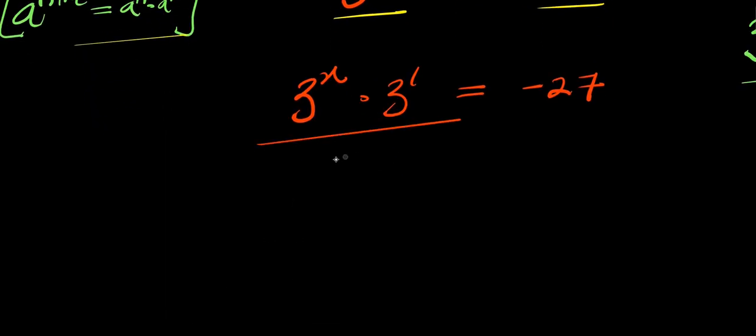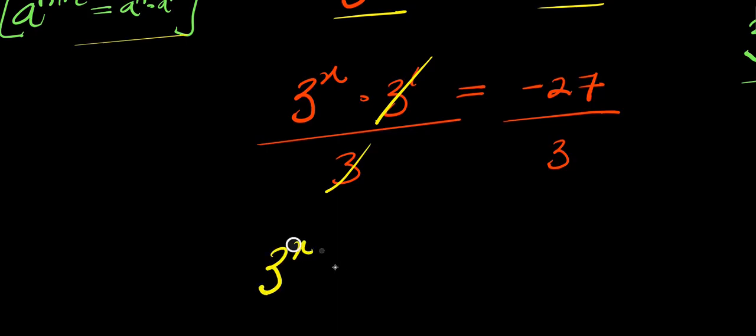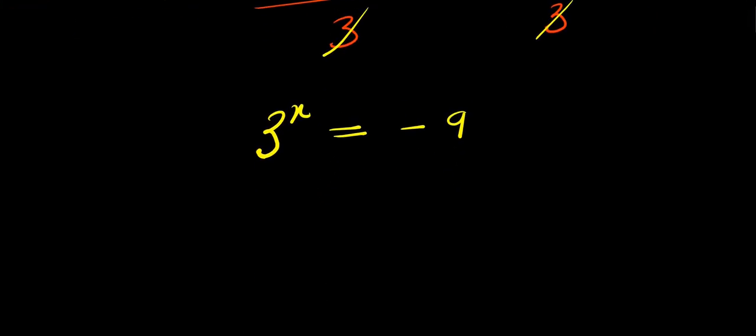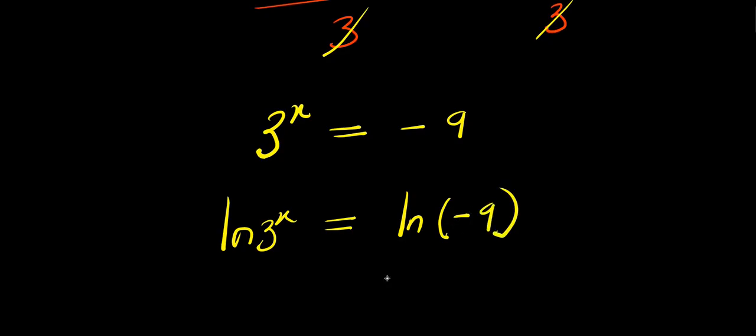We also divide this by 3. We divide this by 3. 3 eliminates 3. So 3 power x equals negative 9. Because this divides 3. This is negative 9, right? Because there's negative here. Alright. We apply natural log. Natural log of 3 power x equals natural log of negative 9.